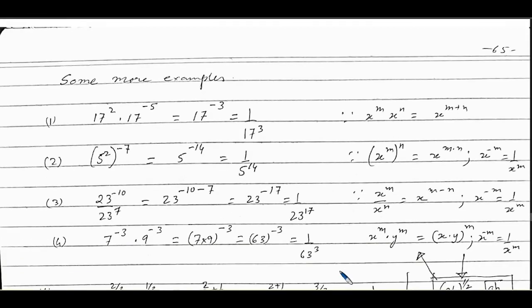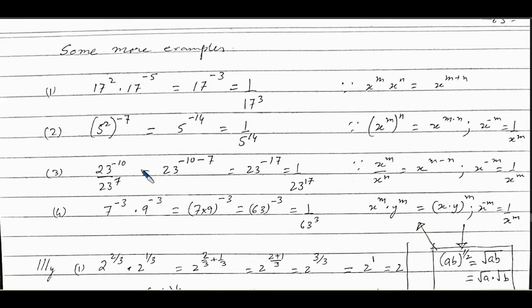We will go through this quickly because you can always freeze and see what I am doing. 17 square into 17 to the power minus 5. 2 minus 5 is minus 3. So negative it is exponent. So I can make it positive by bringing it from numerator to denominator. This condition we have used. Then 5 squared to the power minus 7 is 7 into 2, minus 14. You bring it down. 23 to the power minus 10 divided by 23 to the power 7.